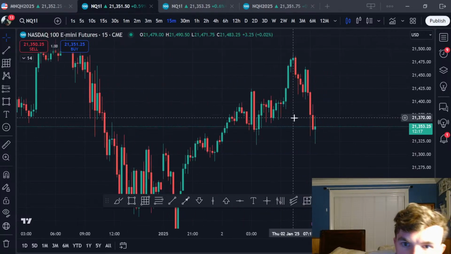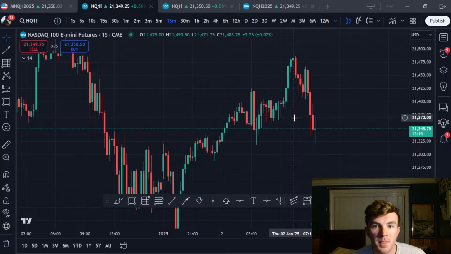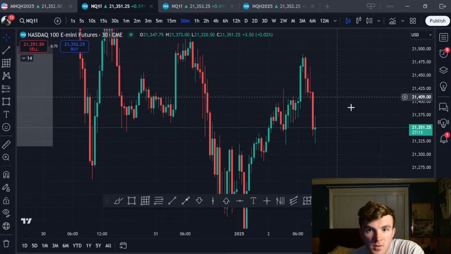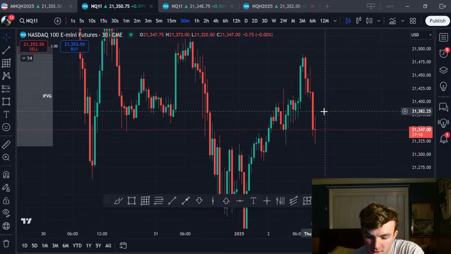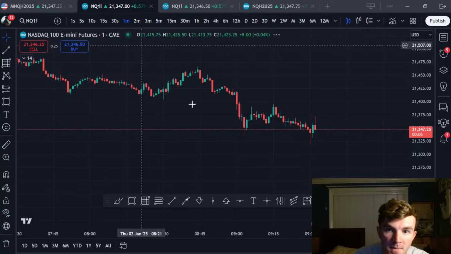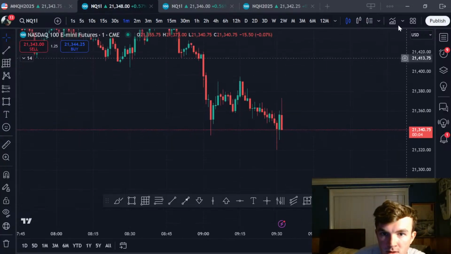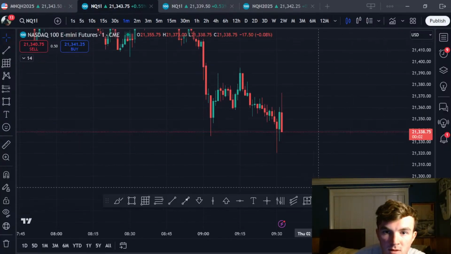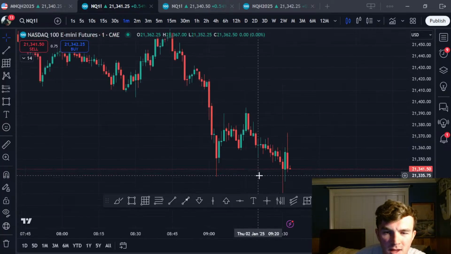So yeah, now we have this 15-minute breaker, or 30-minute breaker, or whatever you want to call it. Look at the 1 minute, it's creating a fair value gap. What fair value gap on the 1 minute?